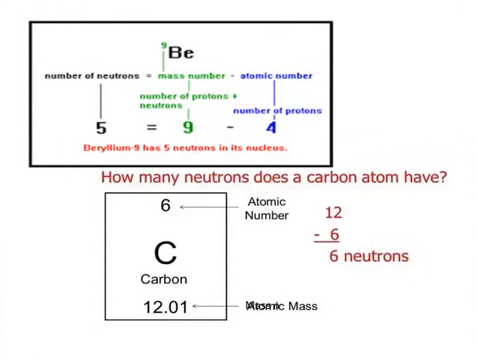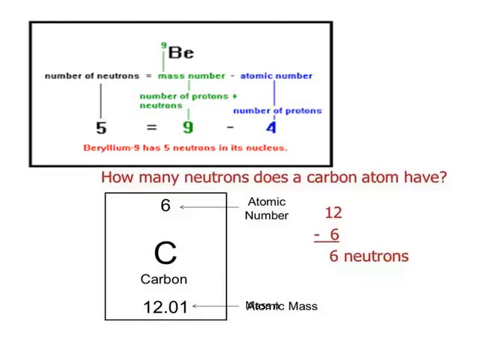So children, you are being given two examples for the steps to calculate the subatomic particles. One is with beryllium, 9 and 4. So 9 is a greater number than 4, therefore it represents the mass number, and 4 represents the atomic number. So first we can calculate the number of neutrons. Number of neutrons is equal to mass number minus atomic number. 9 minus 4 equals 5.